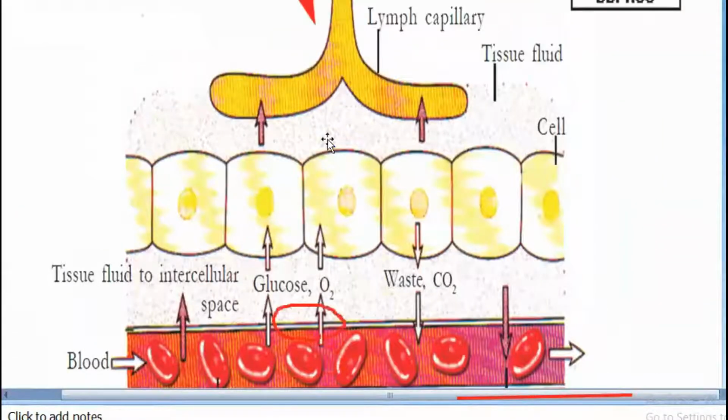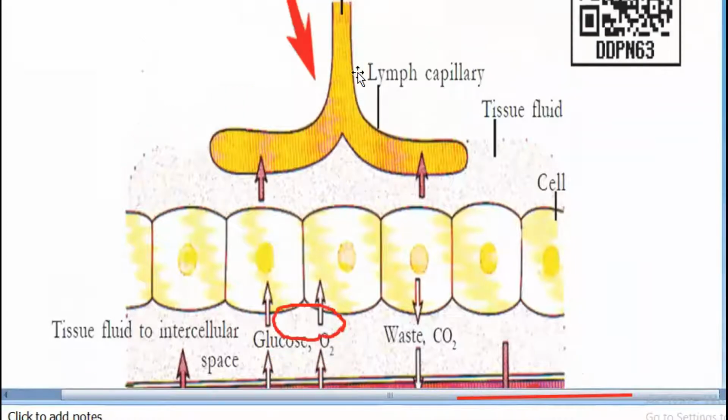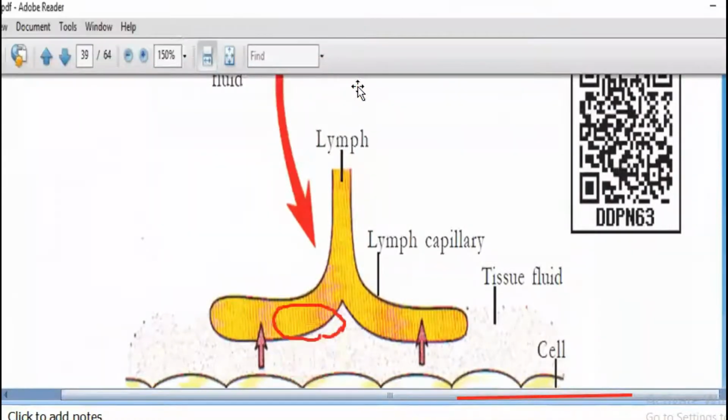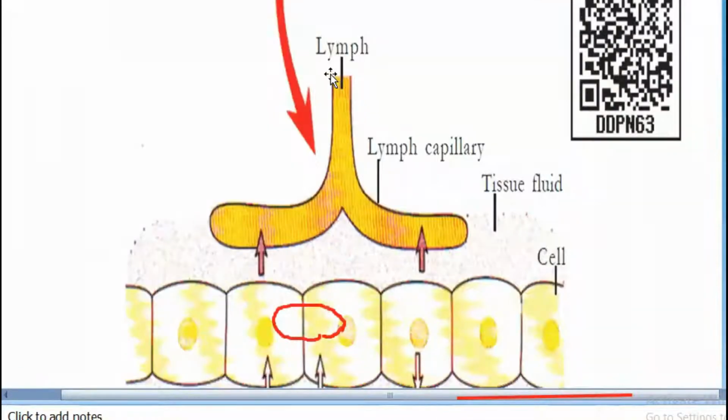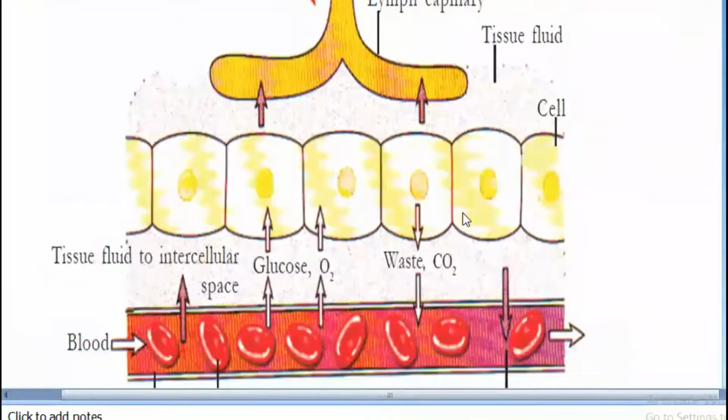See, this is the lymph capillary. Once the tissue fluid reaches the lymph capillary, it is known as the lymph. So here you can see the lymph that is present inside the lymph capillary. Okay. Then this tissue fluid that reaches into the lymph capillary is known as the lymph.